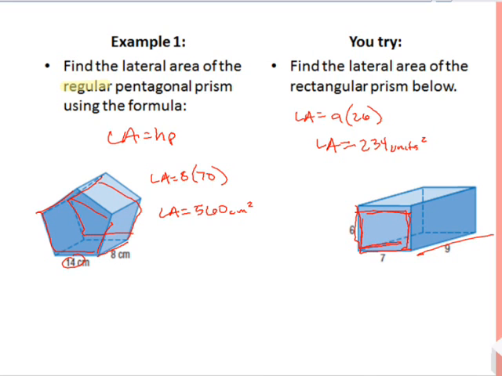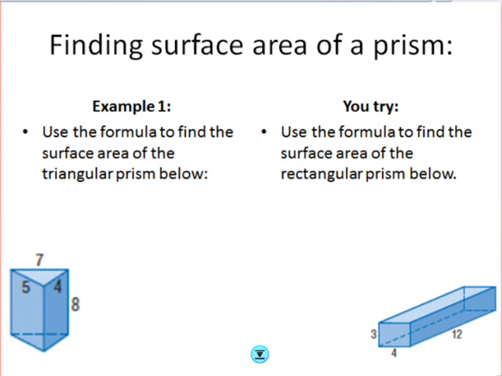So that's lateral area. Let's take a look at surface area. Surface area takes into account the lateral area, but then it adds the area of the bases. Okay, so again, lateral area formula plus 2 times the area of the base. Alright, so here we have this triangle. Okay, we have a height of 8. Alright, and so the first one we're going to take the height times the perimeter plus 2 times the area of the base. Okay.